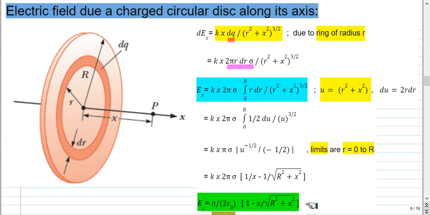The way to remember this formula is that the electric field due to an infinite sheet of charge of surface charge density sigma is sigma by 2 epsilon naught. But here the circular disk is of finite size, so the electric field is sigma by 2 epsilon naught into a factor, and this factor is 1 minus the axial distance x divided by the hypotenuse distance. This is the hypotenuse of the outermost ring, that is, square root of r squared plus x squared.